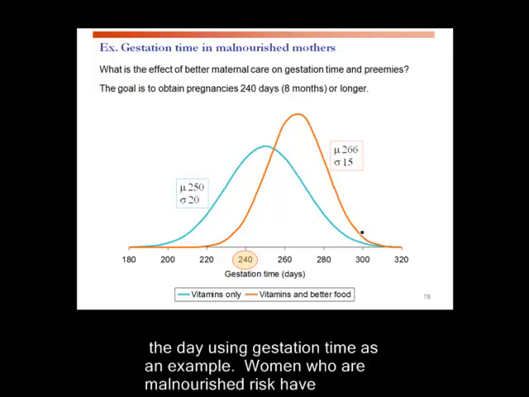Okay, so what we want to find out is what percentage of women had more than 240 days pregnancy in either of the two. So which one shall we start with? The vitamins? Okay, so let's take a look at the blue curve. So 240 would be right here. What we want to calculate is this.